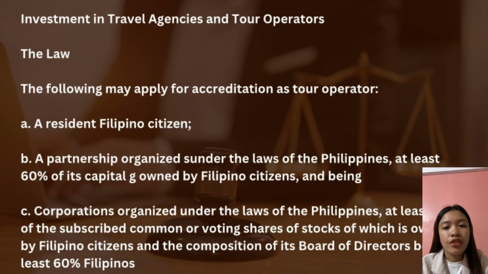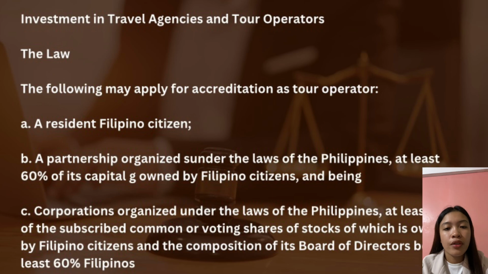Investment in travel agencies and tour operators. Foreign participation in the tourism sector is allowed but with restrictions. So, first, a tour operator must be either Filipino citizens, a partnership with at least 60% Filipino ownership, or a corporation with at least 60% Filipino stock ownership. This restriction aims to encourage local entrepreneurship while welcoming foreign expertise in tourism.